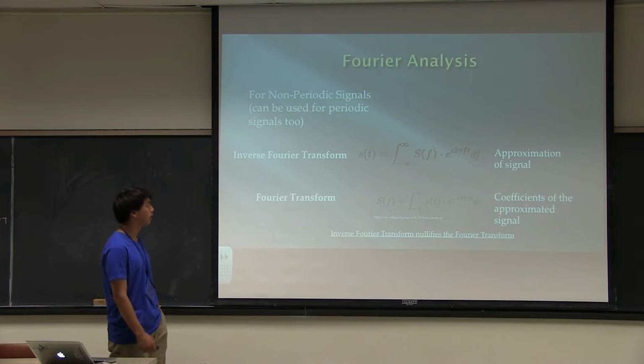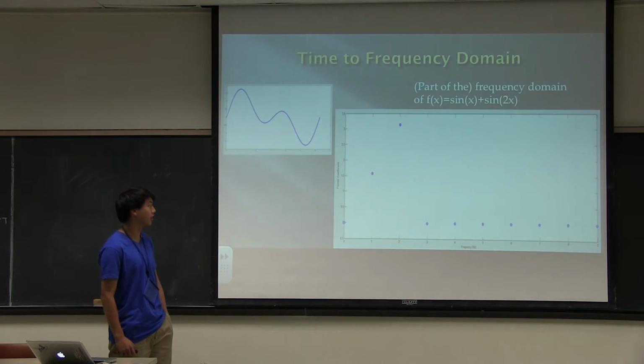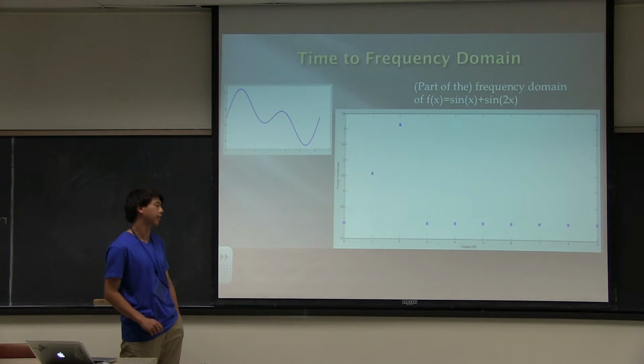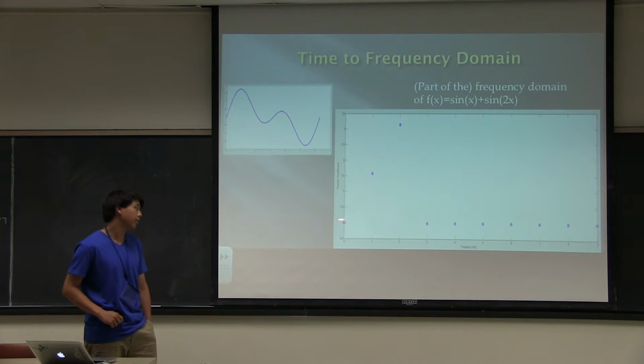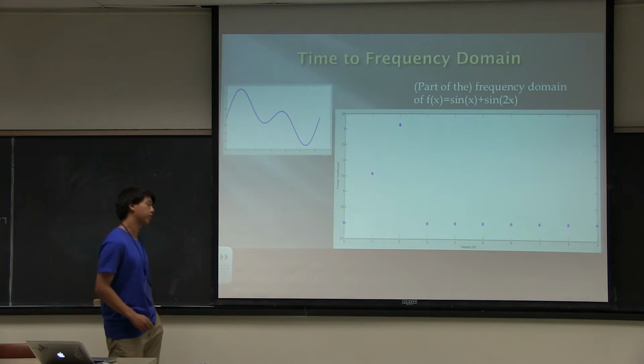A pretty simple example. So this is the function sine x plus sine 2x. Here's part of the frequency domain. And as you can see, there's only 2 non-zero values, which means that there are only 2 frequencies represented in this signal, which is obviously true because it's only sine x plus sine 2x.